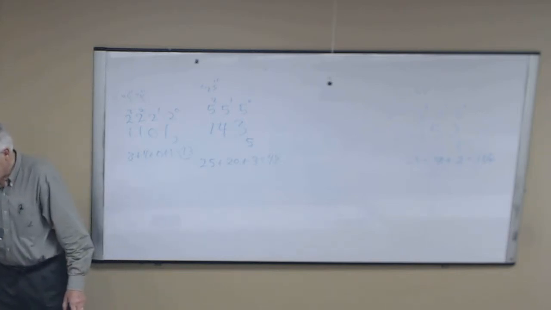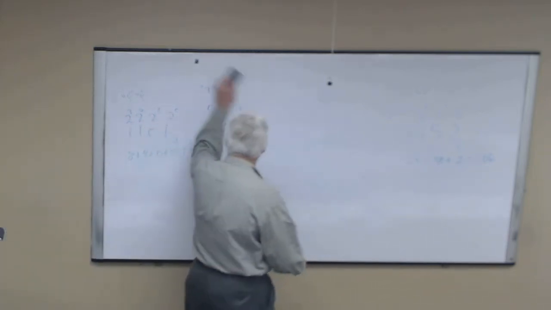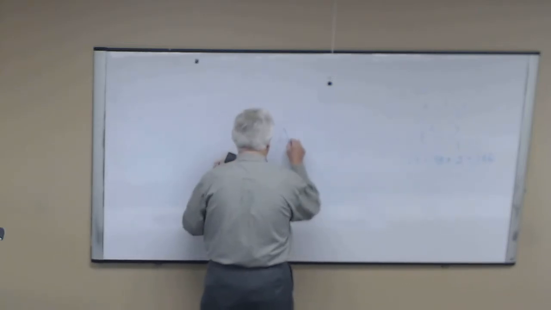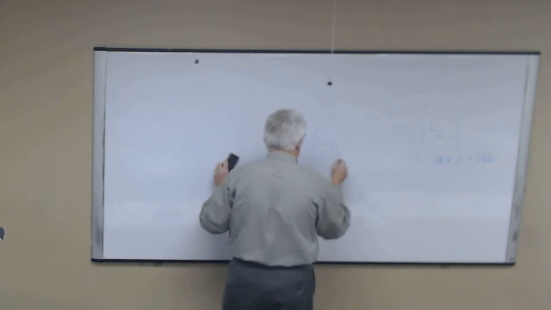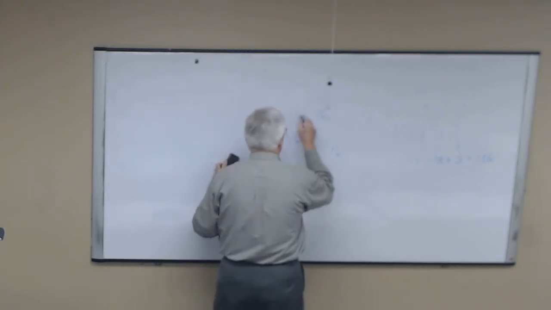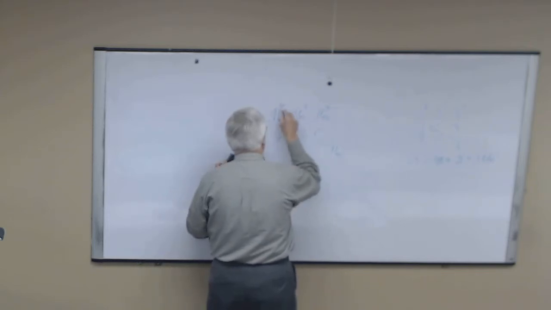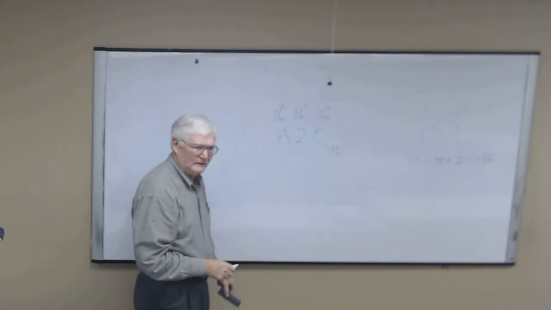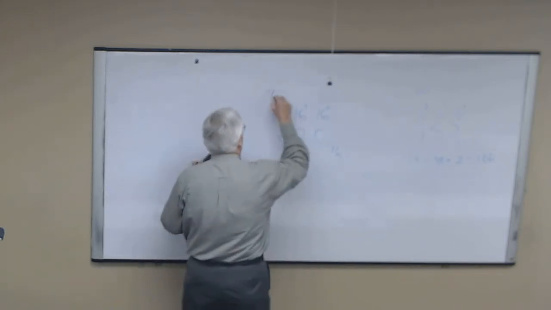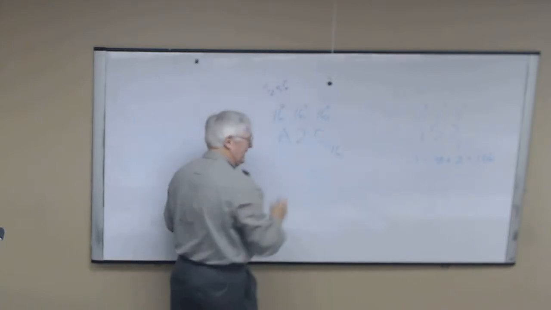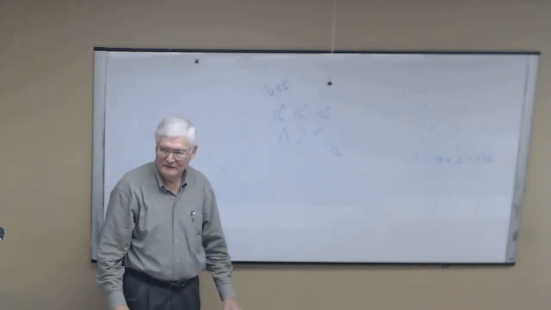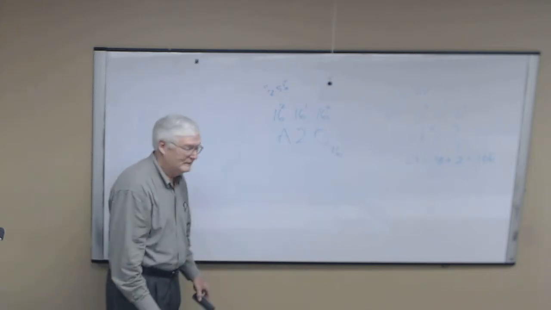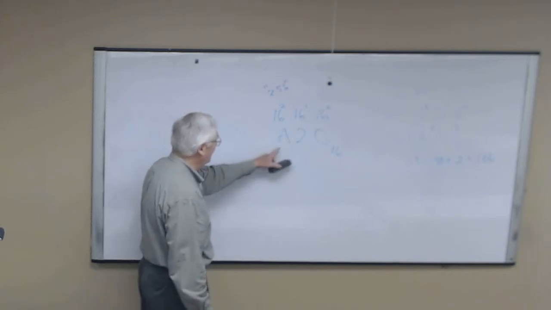So what's the next one? A2C in the base 16. So this is 16 to the 0, 16 to the 1, and 16 squared. What's 16 squared? 256. Is that right? 15 times 15? I got it right? So now what's A?